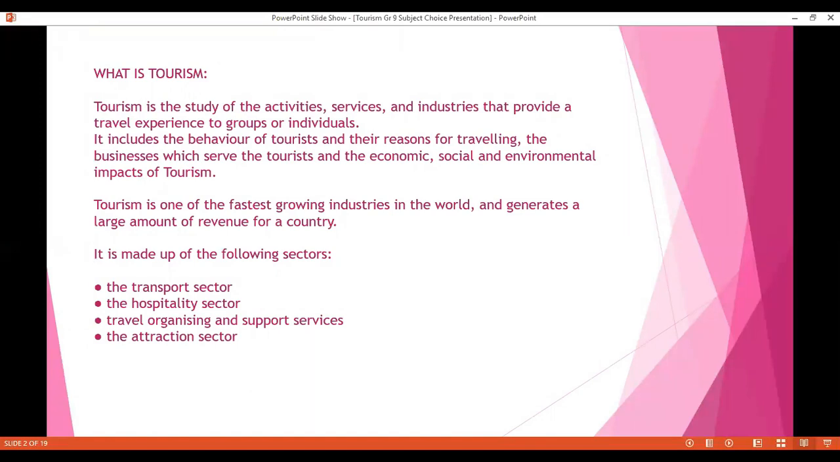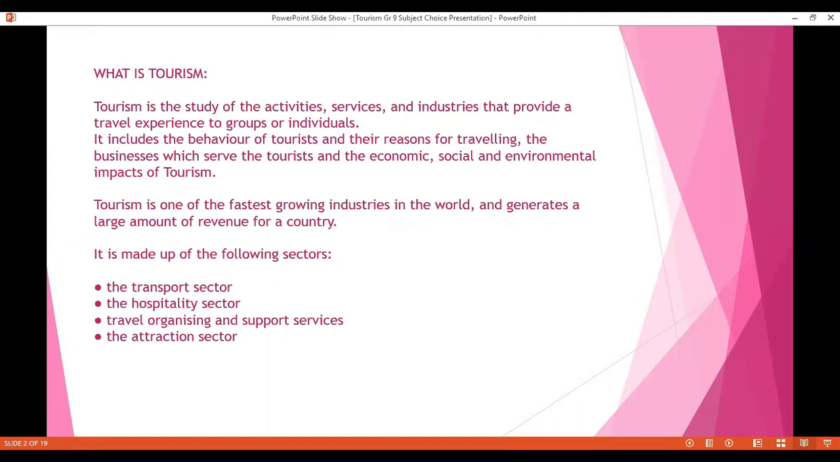We'd also have to look at what types of tourists one finds and the reasons that these tourists travel. Now, obviously with tourism, like many other industries, there are economic, social, and environmental impacts as well. Some of these impacts can be negative, but there are many positive impacts too. One of the best and biggest positive impacts that tourism has is that it brings in a lot of money into a country.